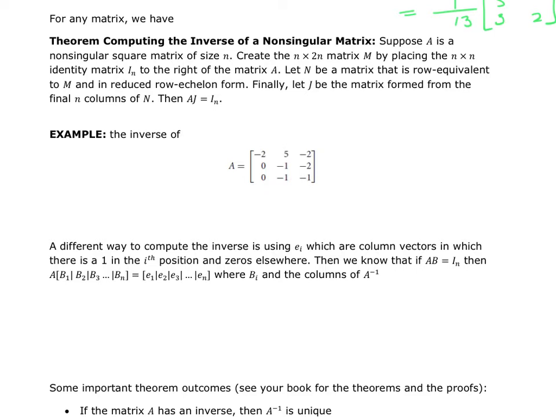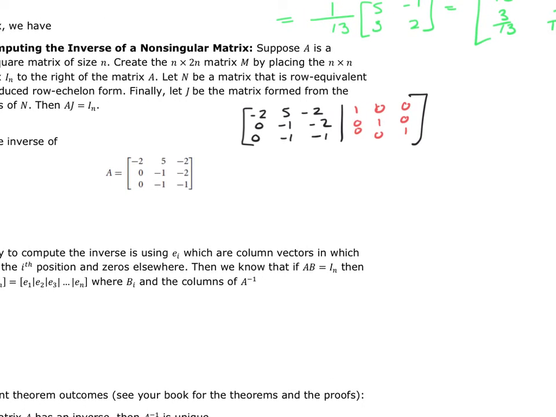All right, so if we are doing the inverse of a non-singular matrix, one of the ways we can do it is take our matrix and augment onto it on the right hand side the identity matrix. So we take our matrix here, which is negative 2, 5, negative 2, 0, negative 1, negative 2, 0, negative 1, negative 1. We augment onto the identity matrix of the same size. Remember, these should be square. Now my goal is to make this side the identity matrix of size 3, and then this side will give me my inverse.